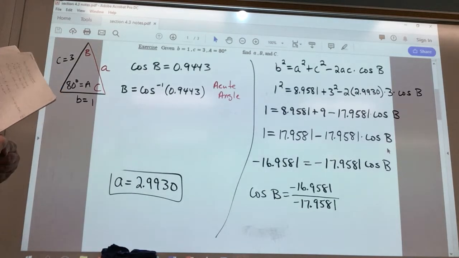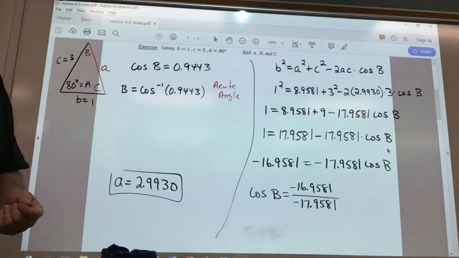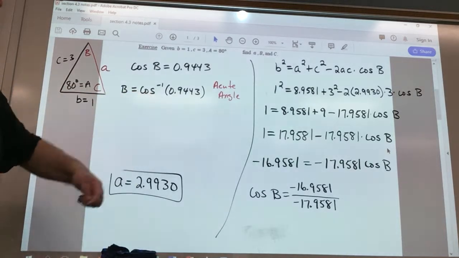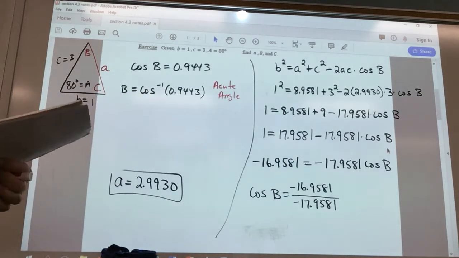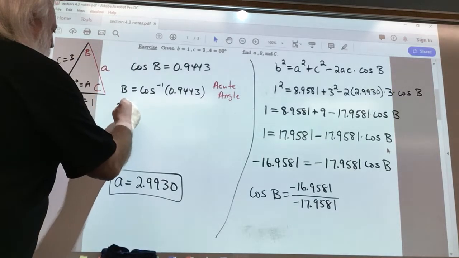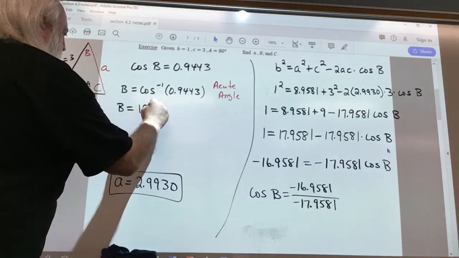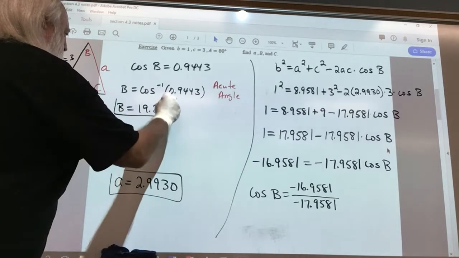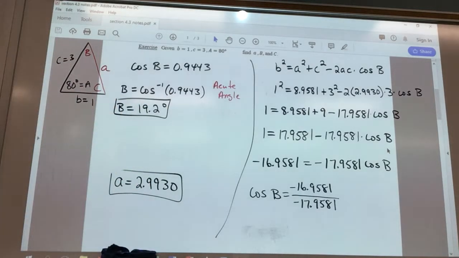So using your calculator, make sure it's in degree mode, take the inverse cosine of 0.9443, and we get angle B is equal to 19.2 degrees. So using the law of cosines, we were then able to figure out what angle B was here. Okay?